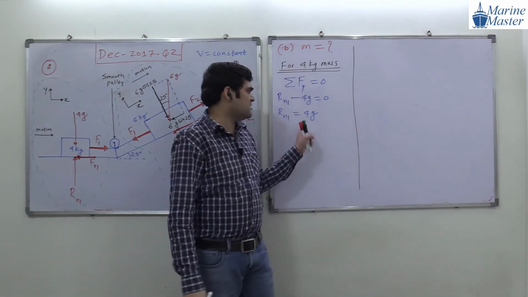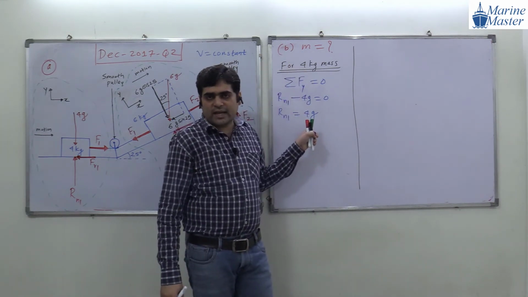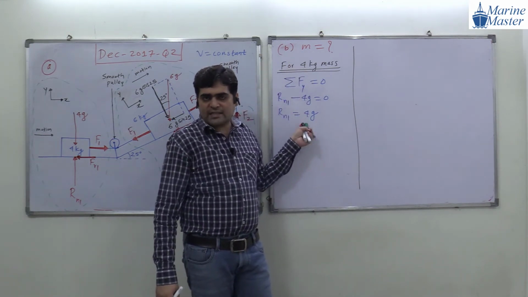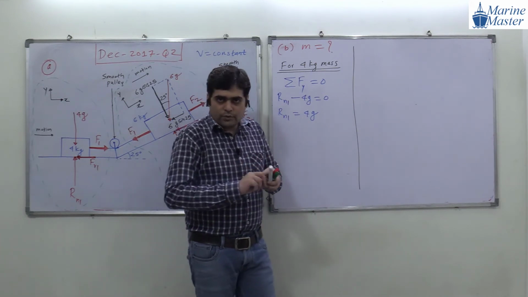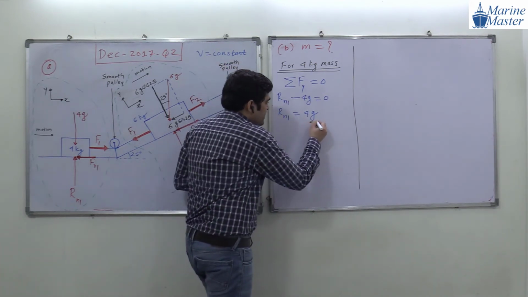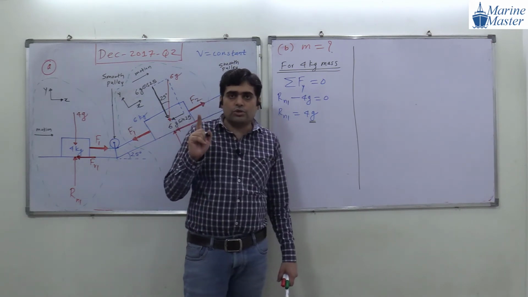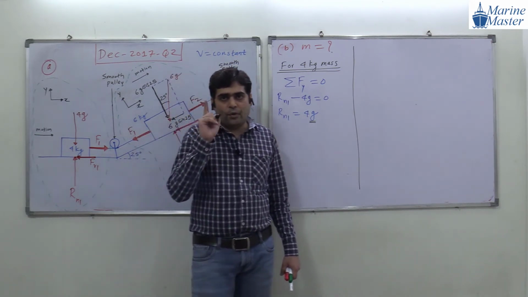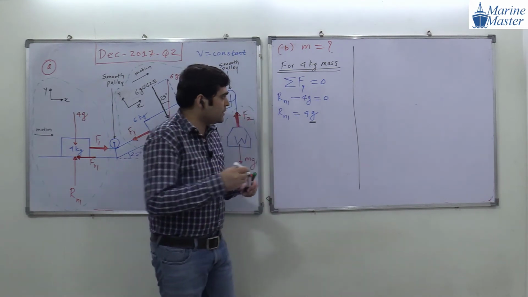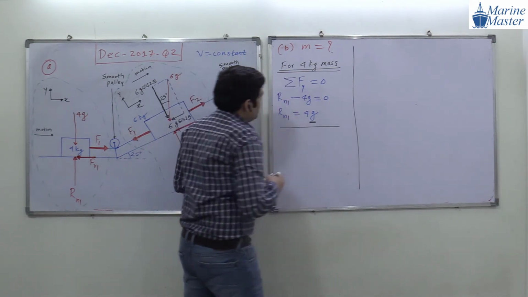We will not cancel this g. This g means what? This is not a gram, guys. This g stands for acceleration due to gravity. What is the meaning of this g? This g is not a gram. This g means acceleration due to gravity, whose value is how much, guys? 9.81. Try to see the scenario here. So now we got it what, guys?